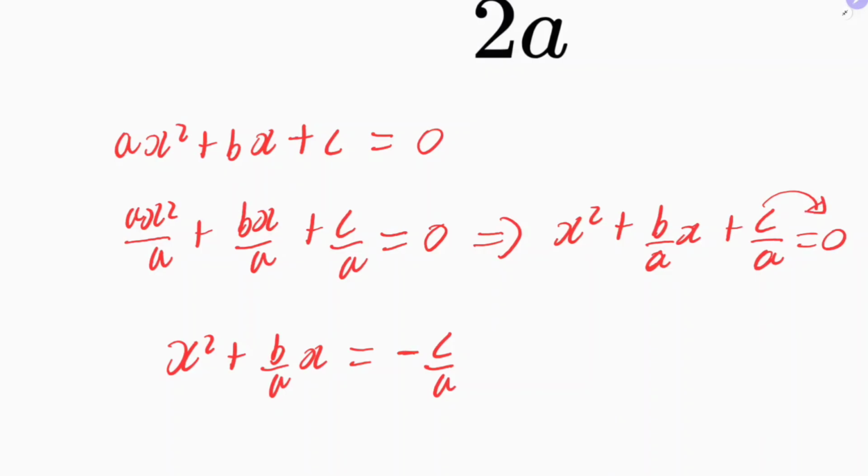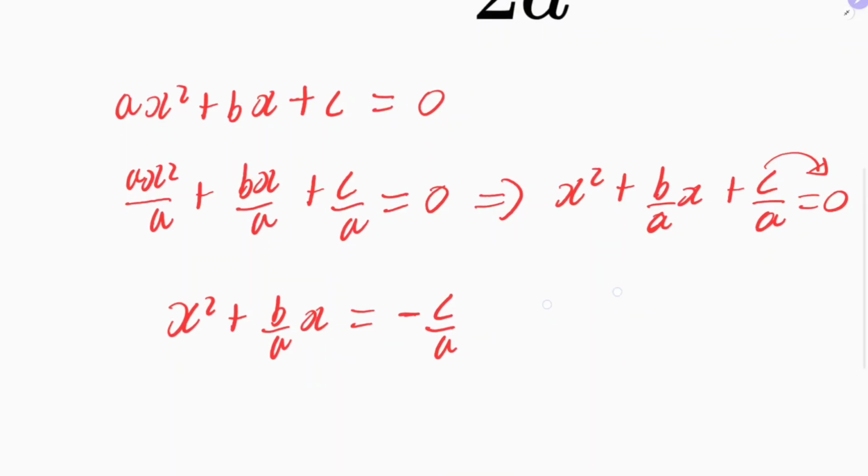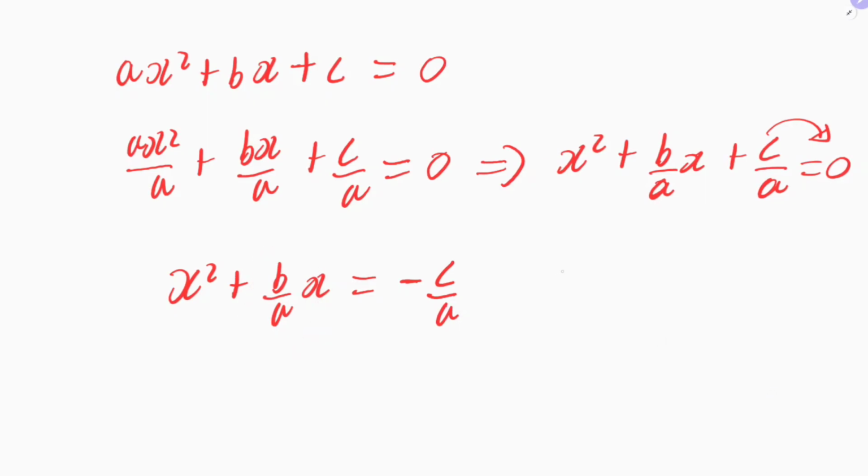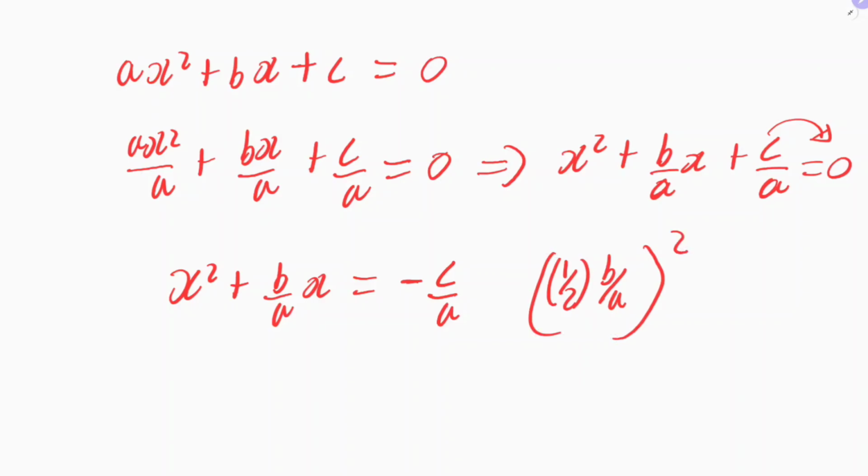Now I'll start by adding on both sides the square of half the coefficient of x. What's the coefficient of x here? The coefficient of x here is b on a. So half the coefficient is equal to 1 on 2 times b on a. That is half. So I'm squaring it, and I'm going to add this on both sides.